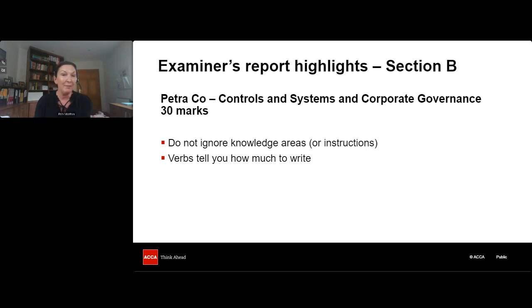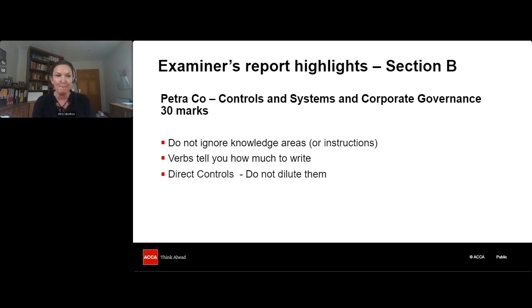Be careful of verbs as well. So make sure that you are happy with the verbs that they're asking. If they ask you to describe, they want you to add more depth to your answer. If they want you to explain, again, you need to show that you understand why you've included that. If they ask you to list, then you can be much more brief. So just think about the words that they're asking in the requirements so that you know how much you should be putting in.